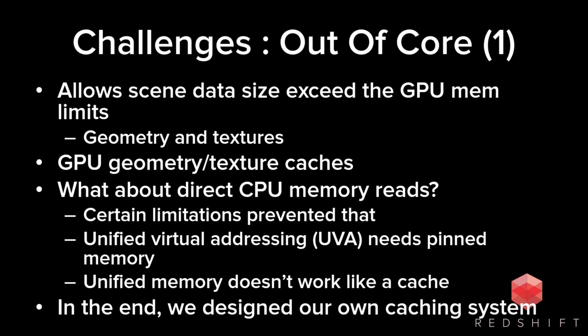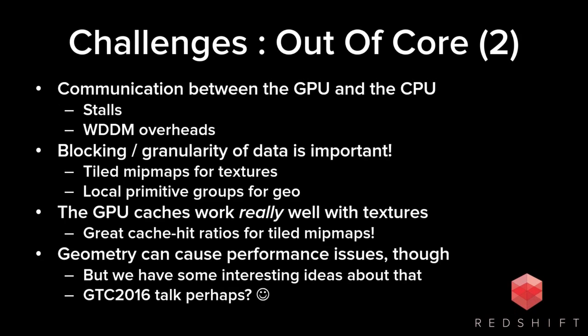More recently, unified memory was introduced, but unfortunately there were two problems. One of them is that it wasn't supported by all GPUs that we want Redshift to support, and the other one, it doesn't really work like a cache, which means that you cannot have a buffer that's larger than what the GPU allows. So in the end, we designed our own caching system, which, as described, was the GPU marking certain memories and then the CPU uploading those memories.